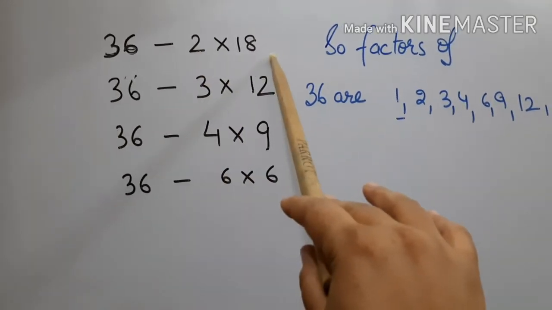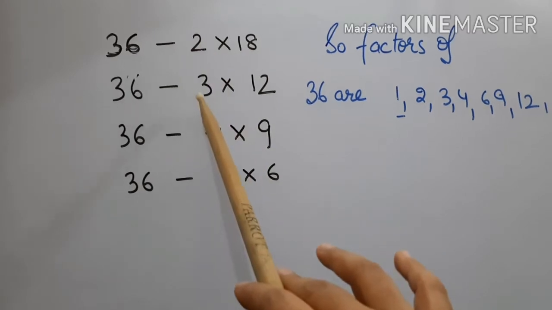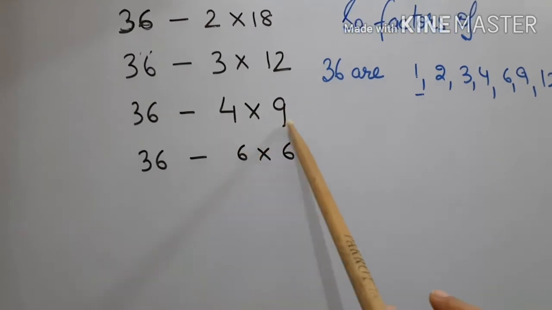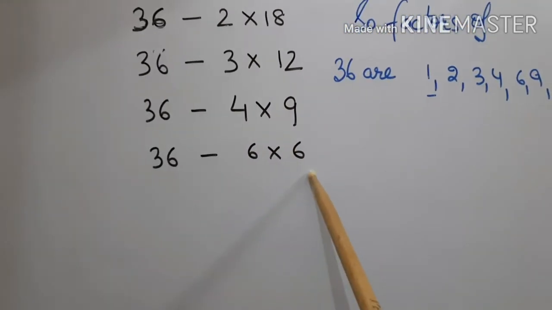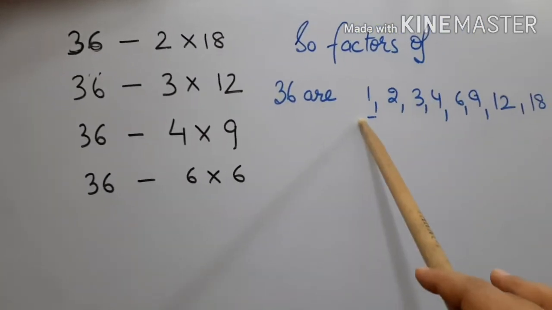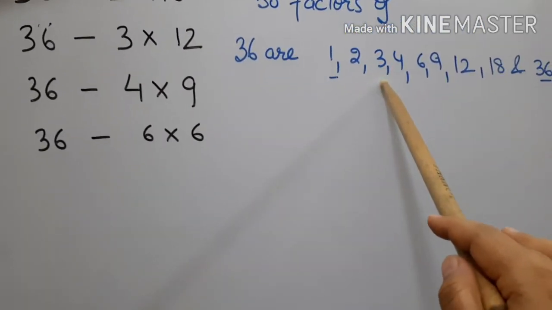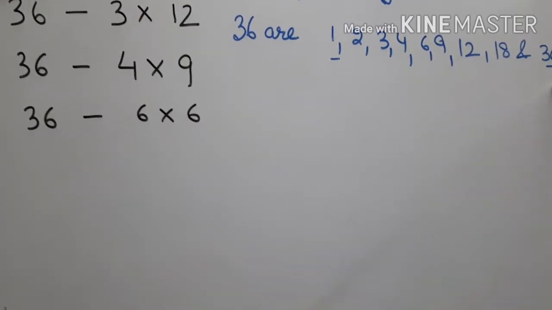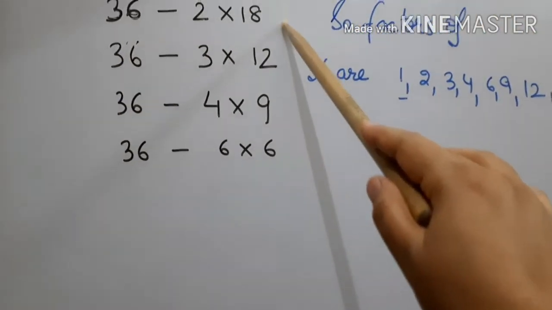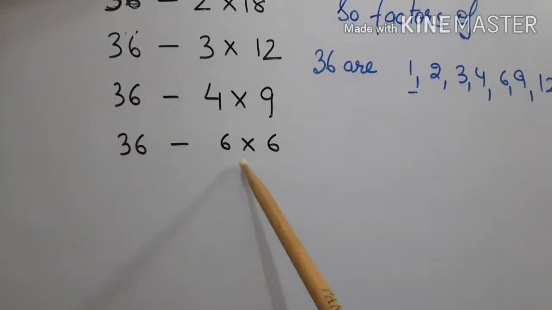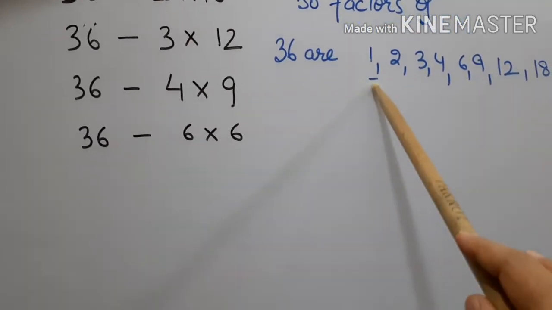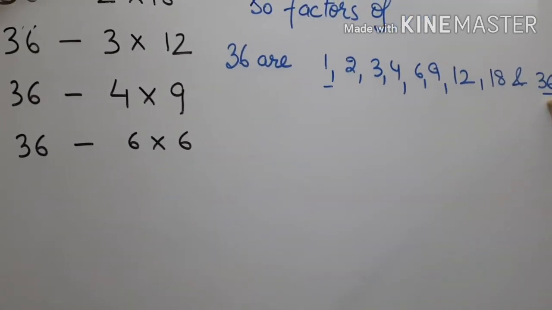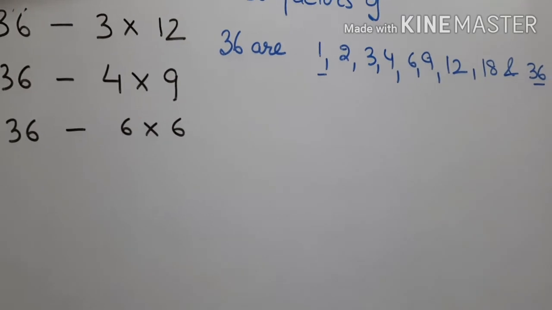Now you have to check by how many times. It is 18. Again, 36 is divisible by 3 at 12 times, by 4 at 9 times and by 6 at 6 times. So the factors of 36 are 1, 2, 3, 4, 6, 9, 12, 18 and 36. As I said in the earlier example, 1 is the only number which is a factor of all the numbers, and the number itself is a factor of itself.